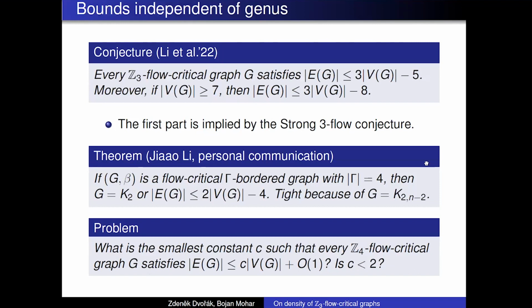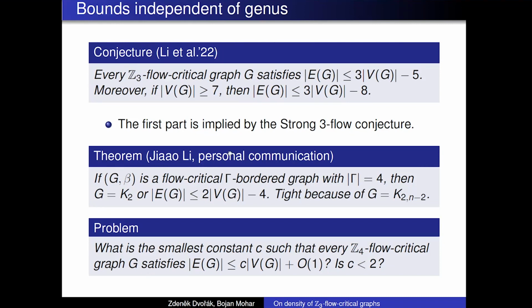And finally, let me quickly discuss the bounds independent of the genus. So there is this conjecture that Z3 flow critical graphs have a number of edges which is at most roughly 3 times n. And we know that this conjecture is actually implied by this strong 3-flow conjecture, which is, I mean, probably reducing a simple problem to a much harder one. So that's not much of a help.